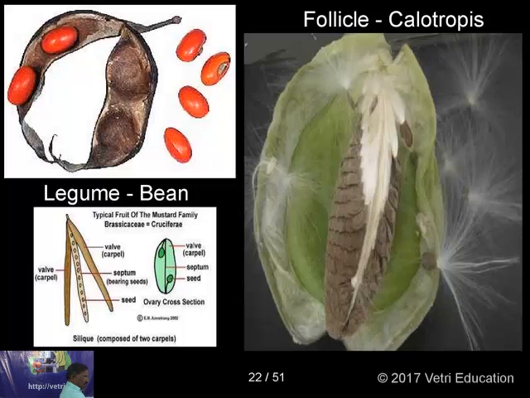seeds are attached on the central replum. Previously unilocular, and with formation of this replum, it is bilocular. Example, in Brassicaceae family, in mustard, you can find like this.